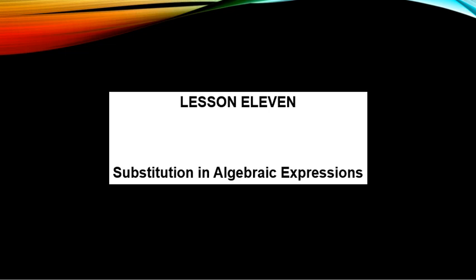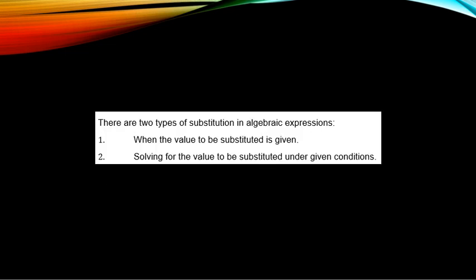Lesson 11, substitution in algebraic expressions. There are two types of substitution in algebraic expressions. The first one is when the value to be substituted is given to you, or you know it. Two, solving for the value to be substituted under given conditions. We look at the first type in this lesson 11 and the second type in lesson 12.